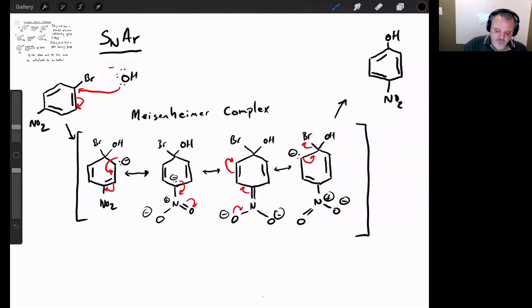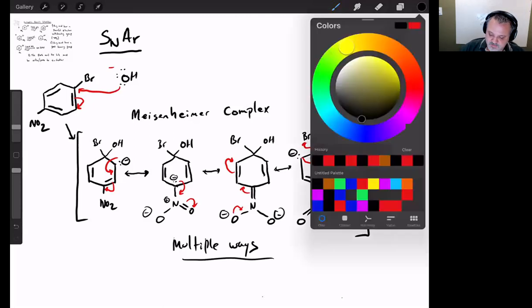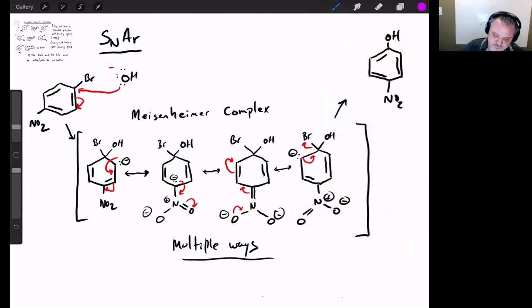Okay, there's lots of different ways to show this. There's multiple ways to show this. I could have definitely just done it like that. That certainly would have been okay, I think. What I want to show is that the negative charge can be delocalized in the ring at every location, the same way as the positive charge in the sigma complex can be delocalized in every position.